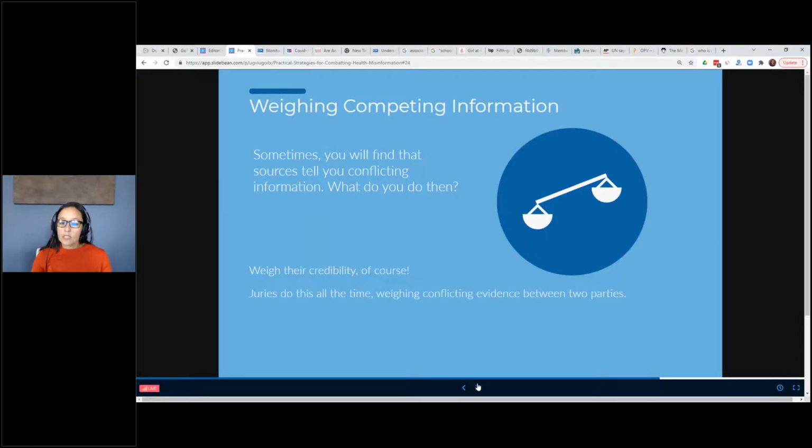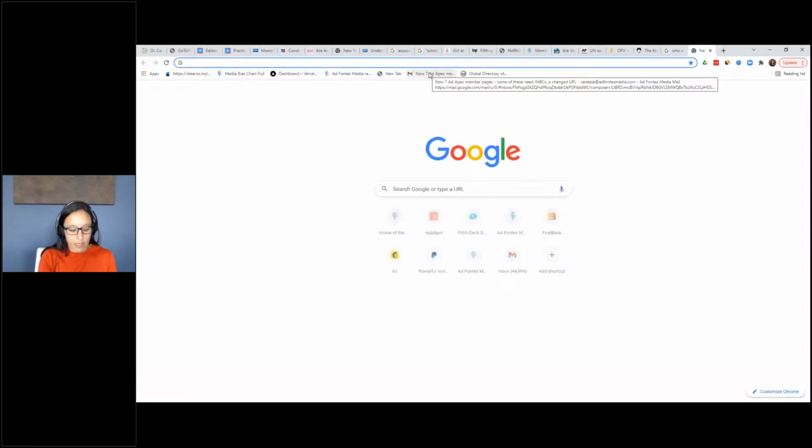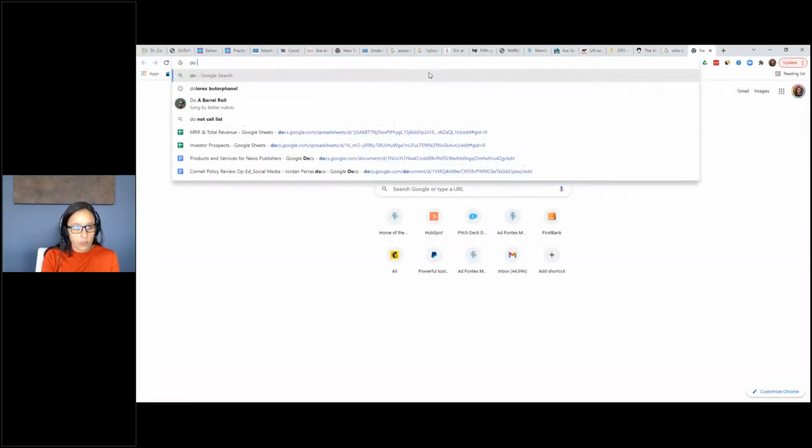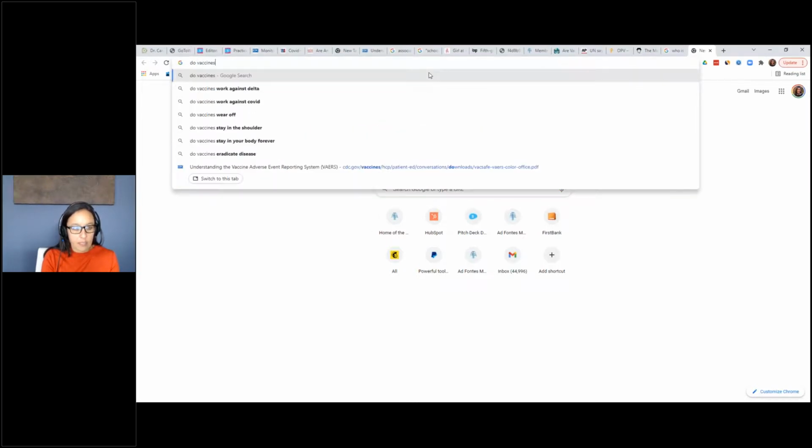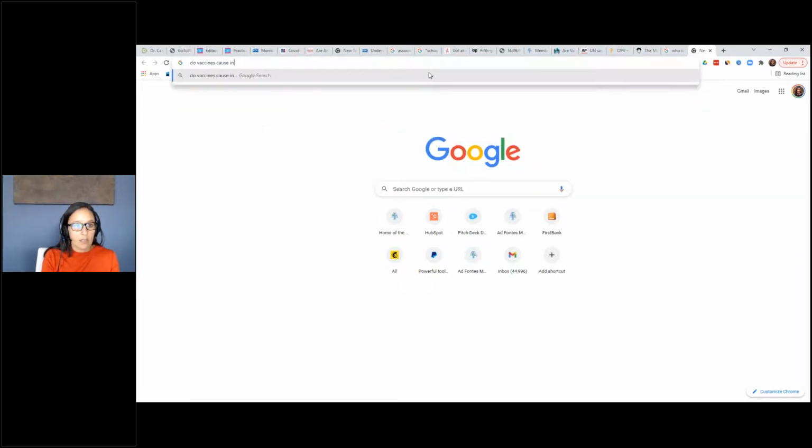Now, juries do this all the time, weighing conflicting evidence between two parties. Parents and teachers do this all the time, weighing conflicting stories from children, right? But not everybody's in the practice of weighing information. And you want to ask yourself which set of information is more credible, right? So I can just Google that question, like, do vaccines cause infertility?